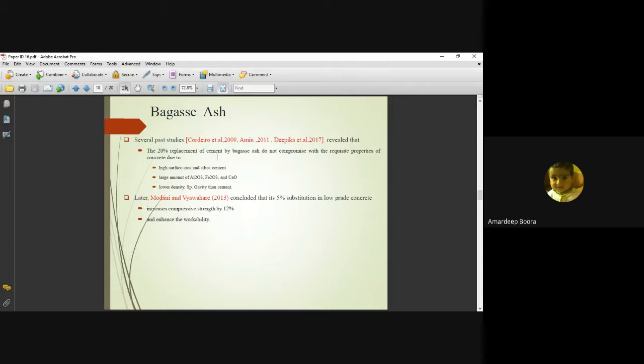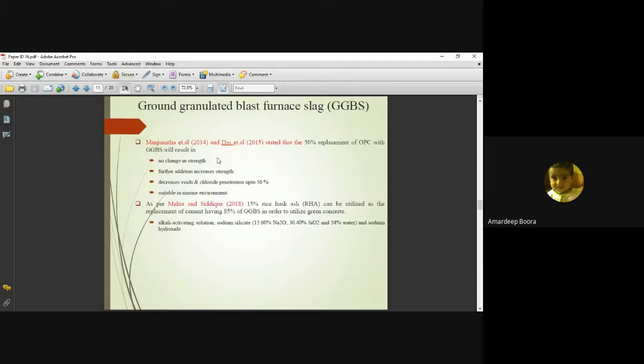Because of these properties, we can utilize up to 20% bagasse in the concrete mix. While in 2013, Modani and Weyer concluded that 5% substitution of bagasse in low grade concrete will result in an improvement of compressive strength up to 12%, along with enhancement of workability.